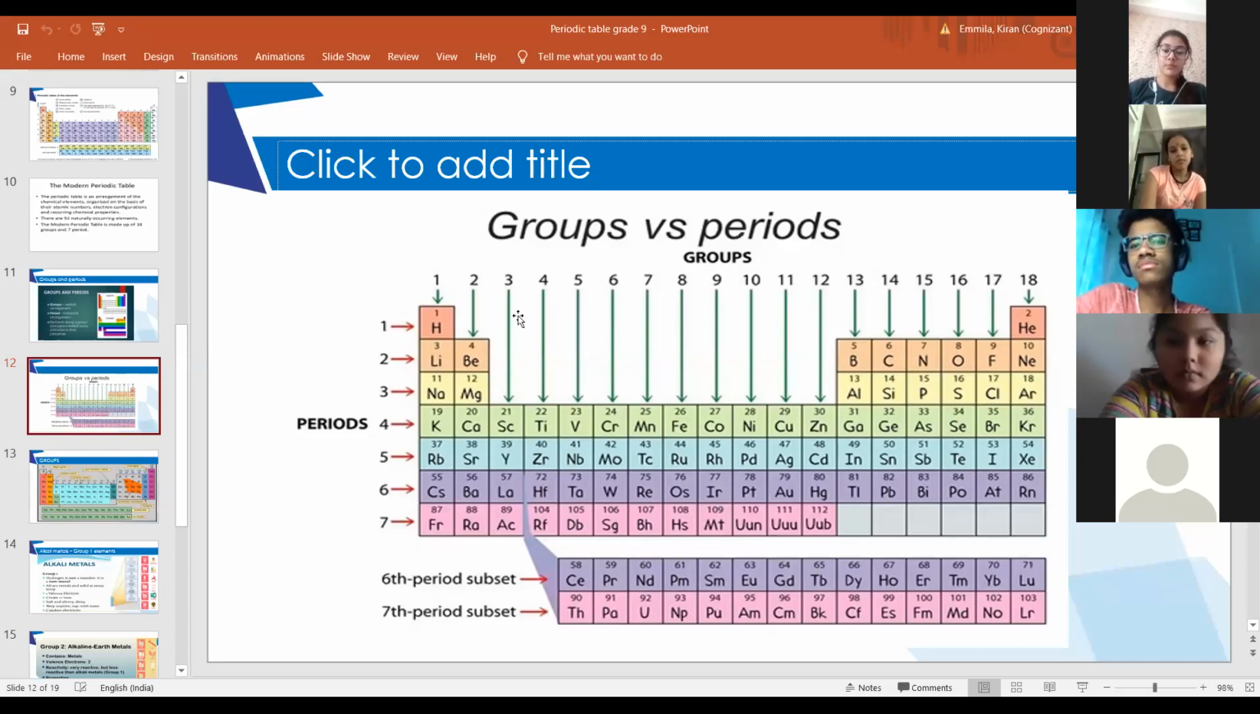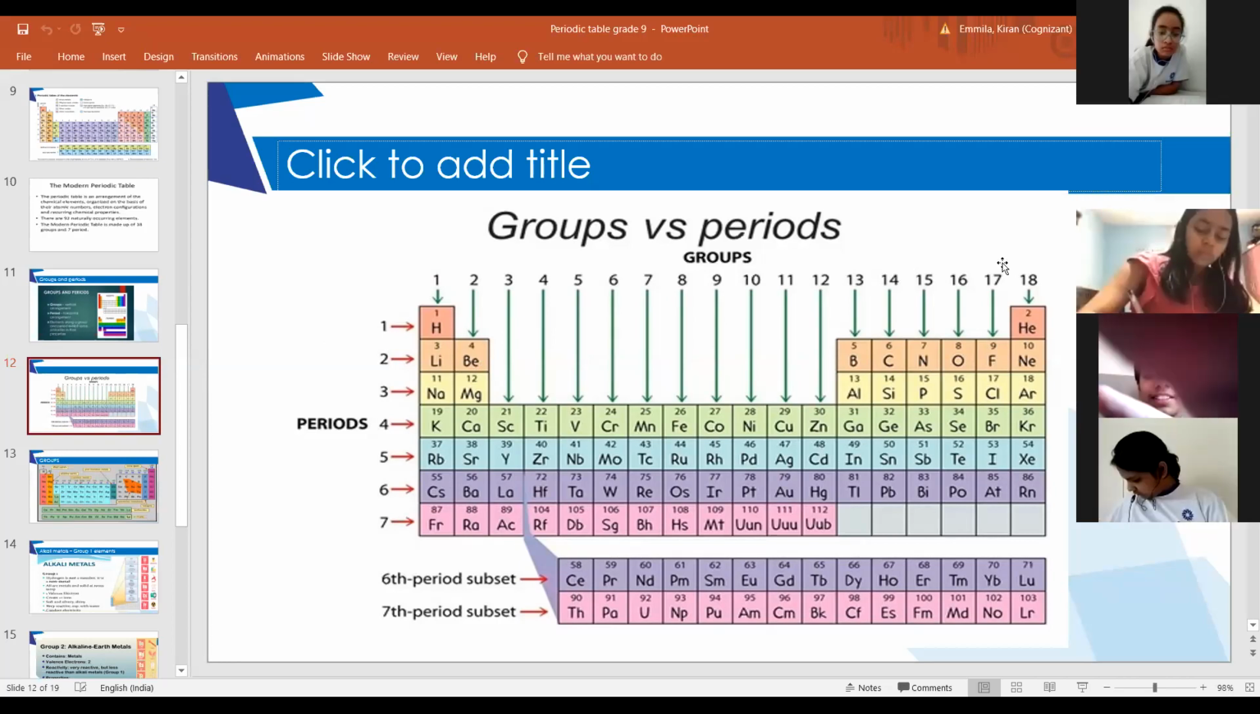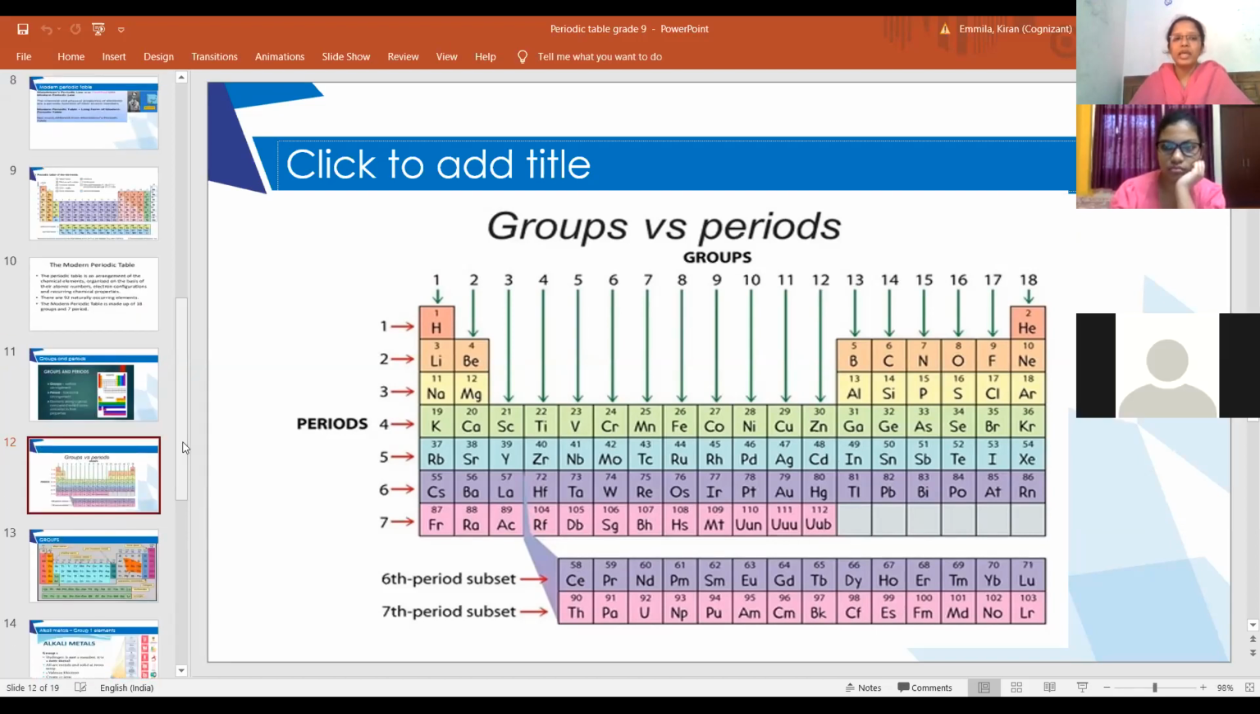And what is the nature of metals? We know all the metals are electropositive and non-metals are electronegative. So can we summarize that as we move from left to right, the electropositivity decreases and electronegativity increases? Yes, electropositive nature decreases and electronegative nature will increase. Right?